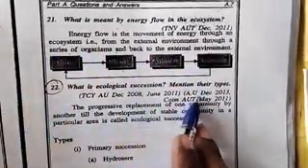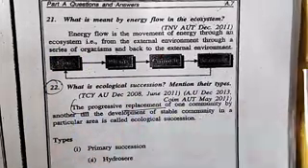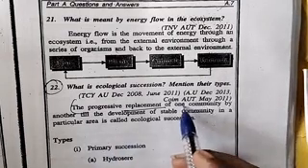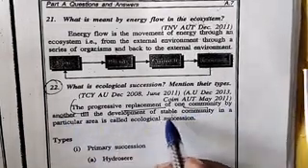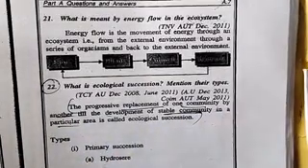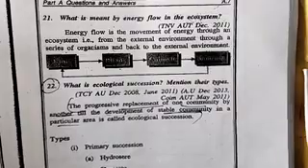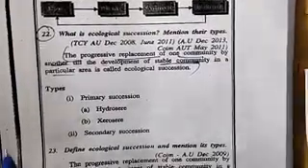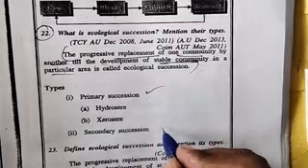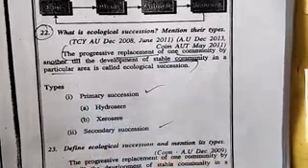Next, what is ecological succession? The progressive, continuous replacement of one community by another till the development of a stable community in a particular area is called ecological succession. Types: we have primary succession and secondary succession. In primary we have hydrosere and xerosere.